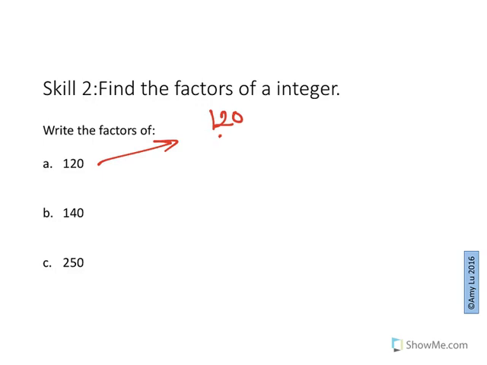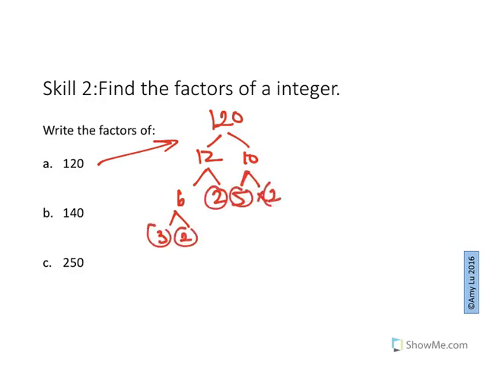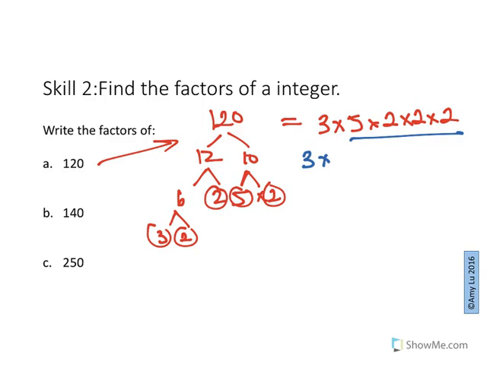120, when we break this down, basically it becomes 3 times 5 times 2 times 2 times 2. So now what we have to do is think of how many different number combinations we can come up with. So I can go with 3 times 5 times 2 times 2 times 2, which means 3 times 40. Okay, so that's one set of factors.